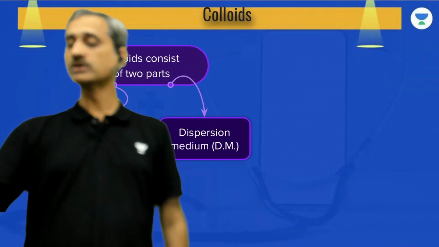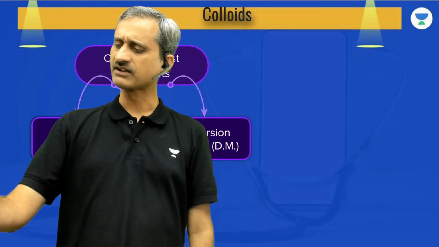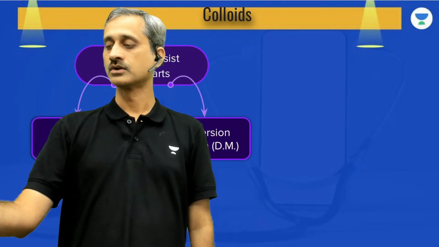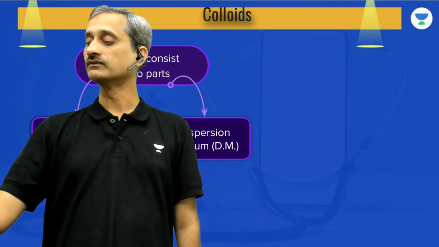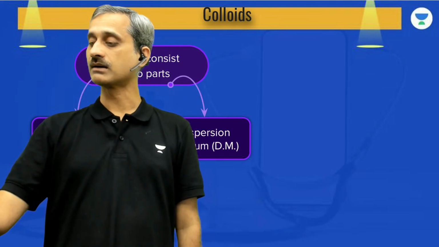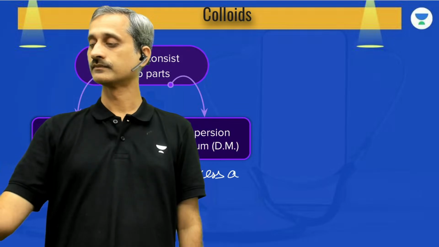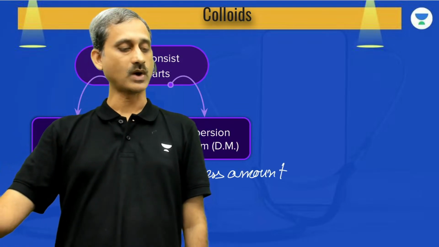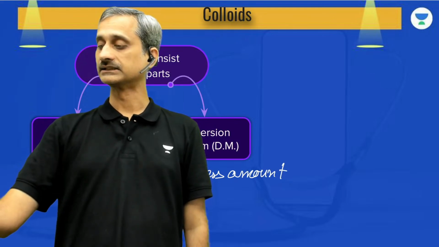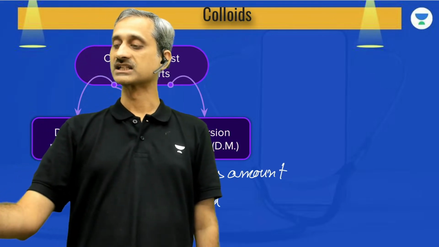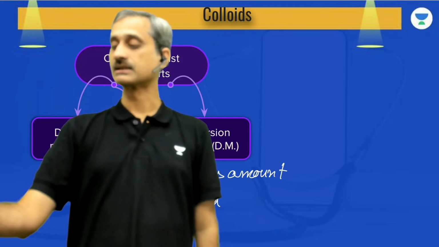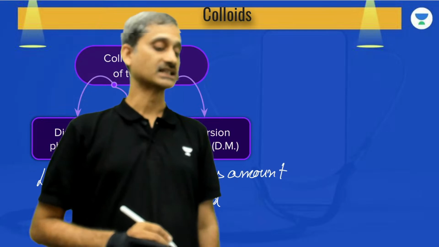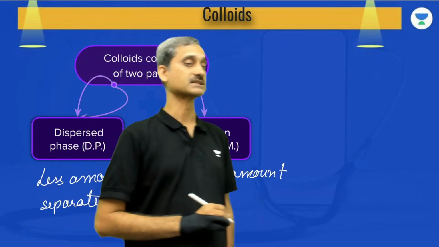So here we talk about the dispersed phase. Dispersed phase is the phase which is in less amount, while dispersion medium is the one which is in the excess amount. You can even say that dispersion medium is the one which is actually linked, while dispersed phase is the one which is separated. So that is the difference between the dispersion medium and the dispersed phase.